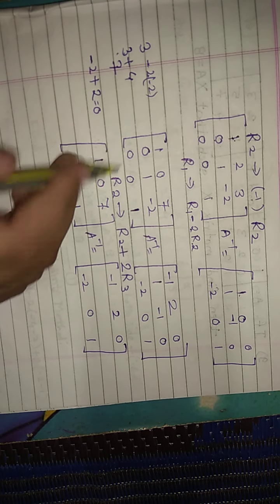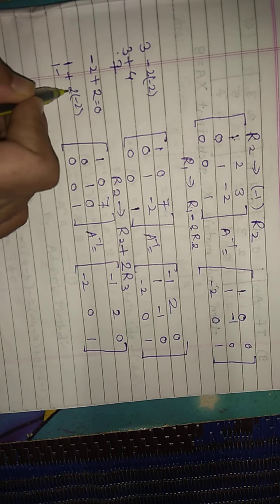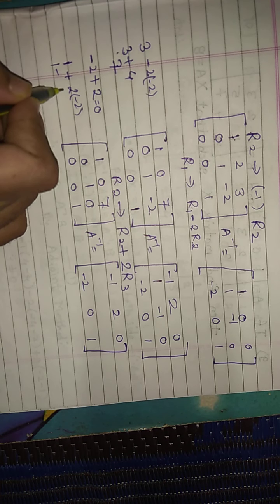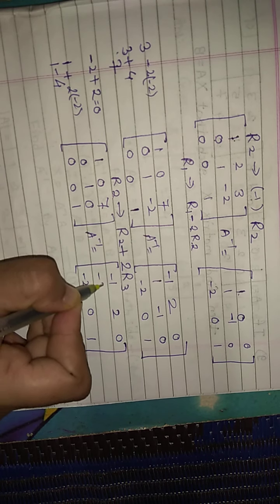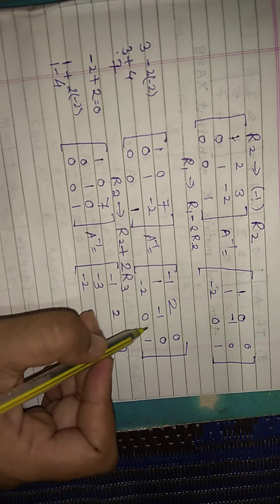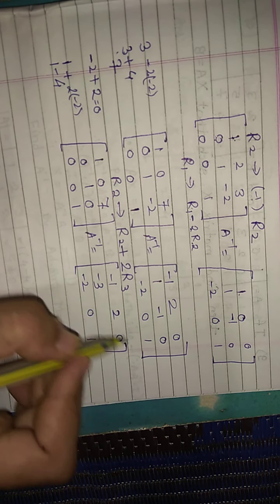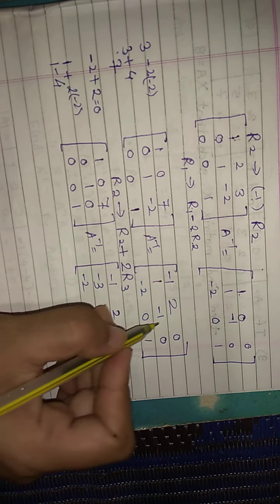1 plus 2 into 0, 1 only. Minus 2 plus 2 into 1, 0. Here 1 plus 2 into minus 2. So 1 plus minus minus 2 to the 4. 1 minus 4 is equal to minus 3. Similarly, we solve the next one. Minus 1 plus 0, minus 1. 0 plus 2 into 1, 2.